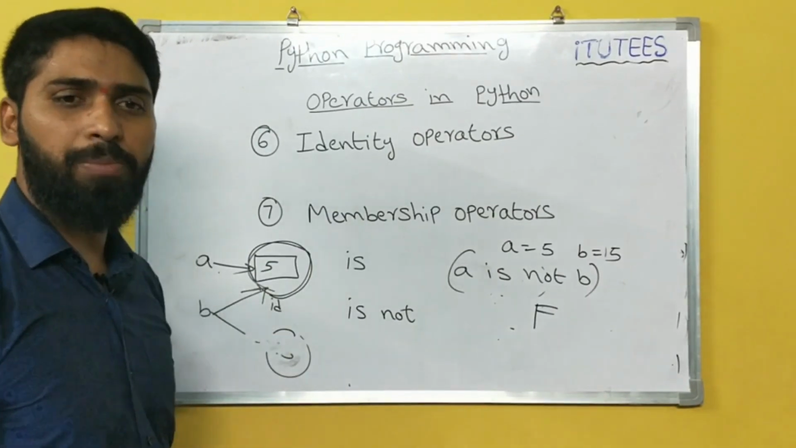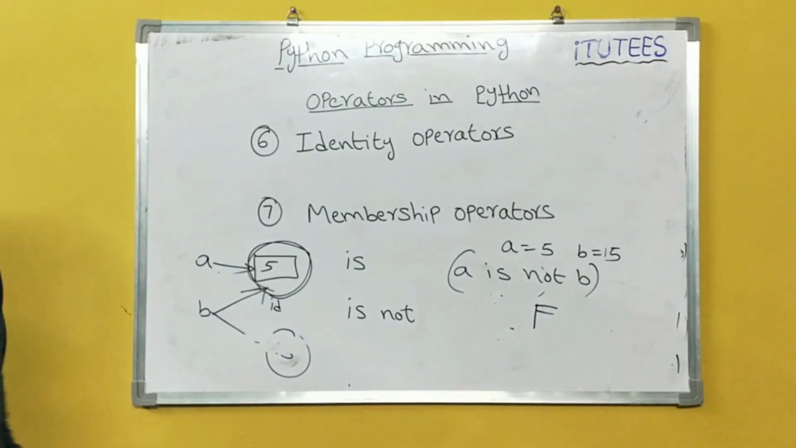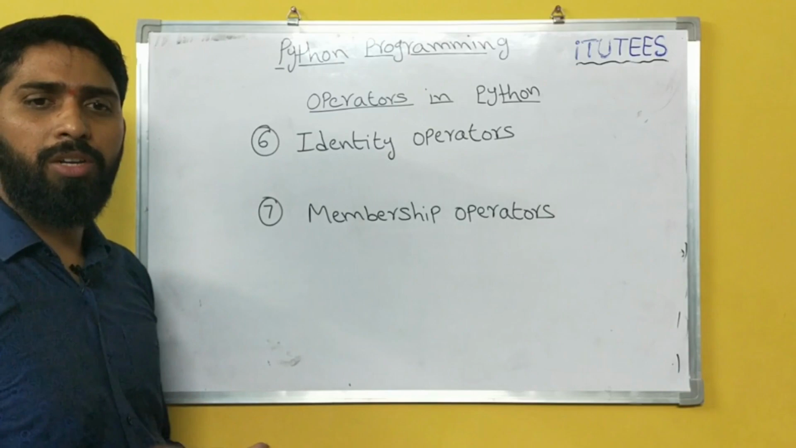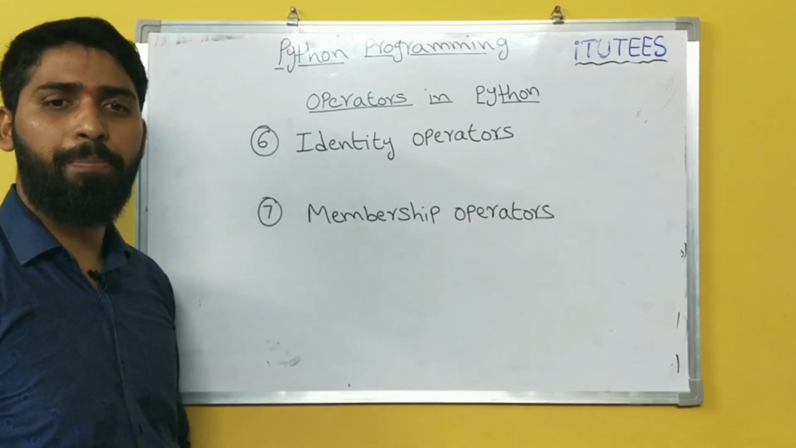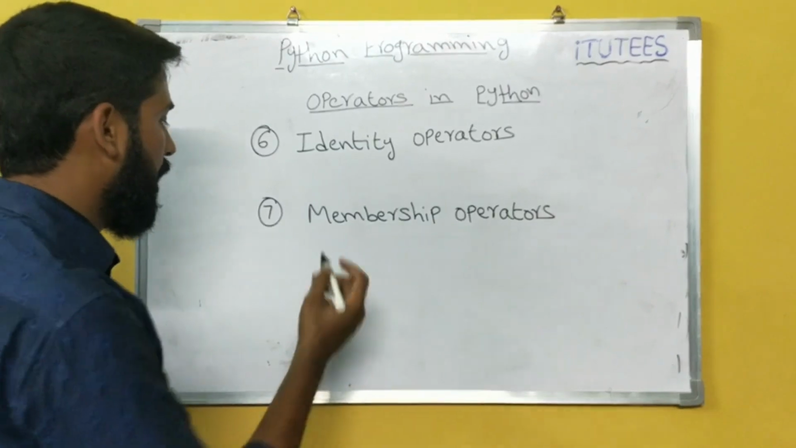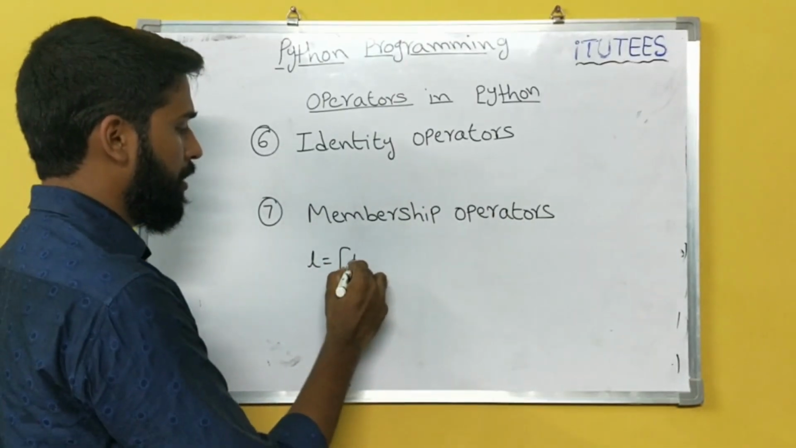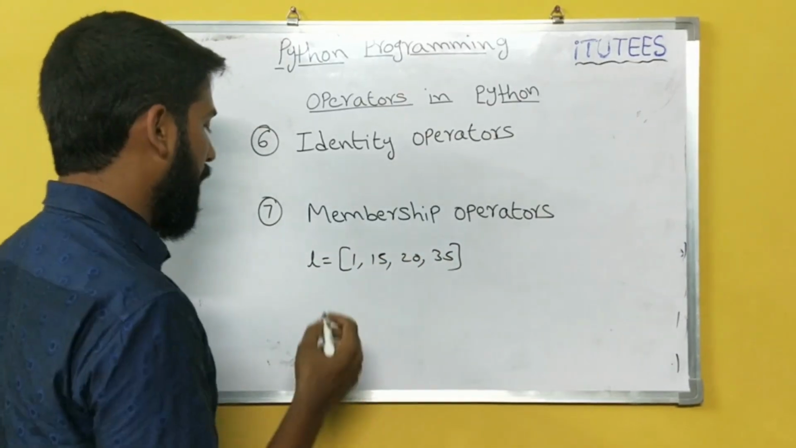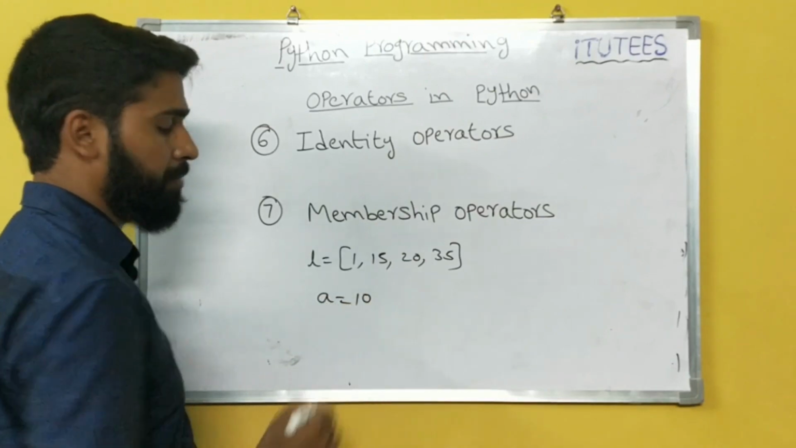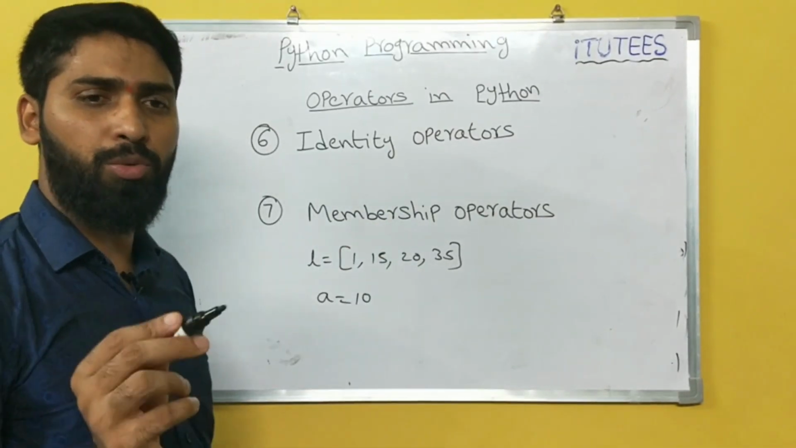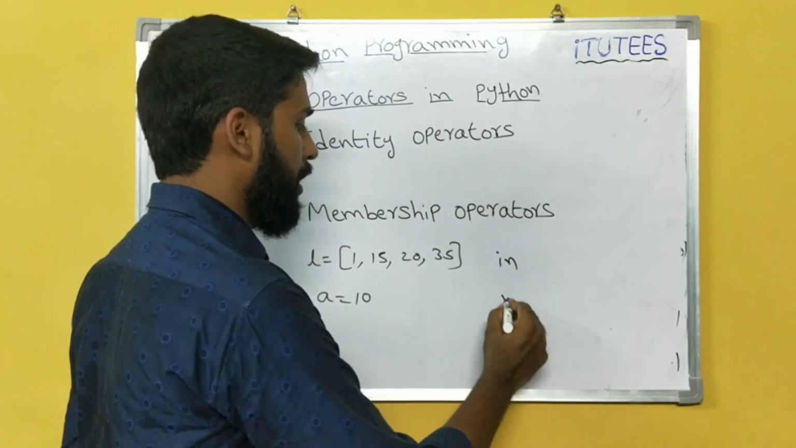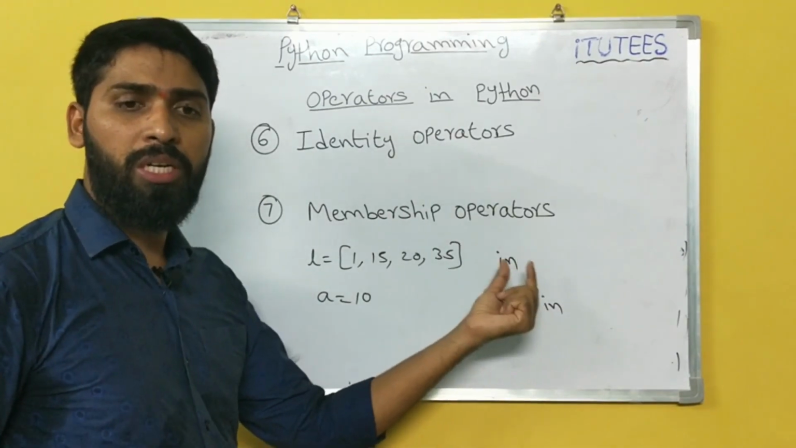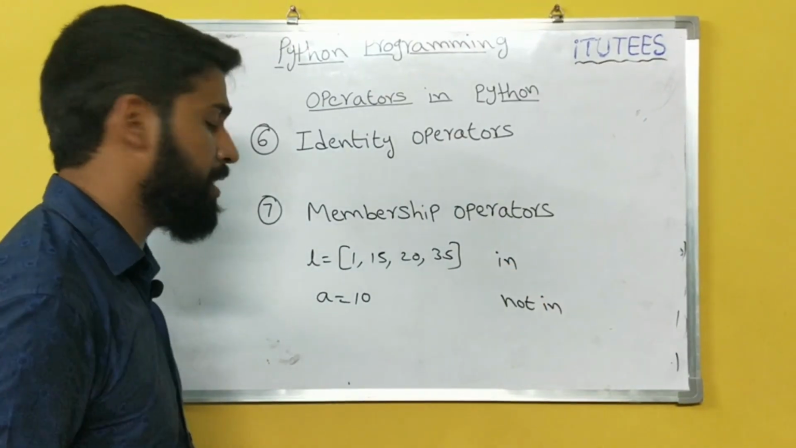So next, membership operators. Membership operators are used to test if a sequence is present in an object. So that means I am taking a list L equals 1, 15, 20, 35 and I am taking a variable a equals 10. Coming to membership operators, there are two types: in and not in. What is the purpose of in? It returns true if a sequence with the specified value is present in the object.